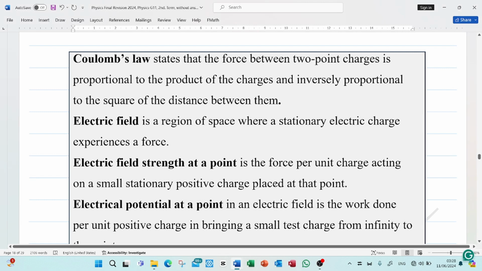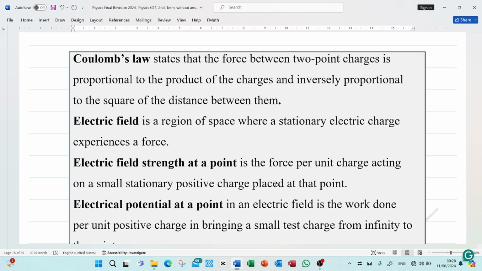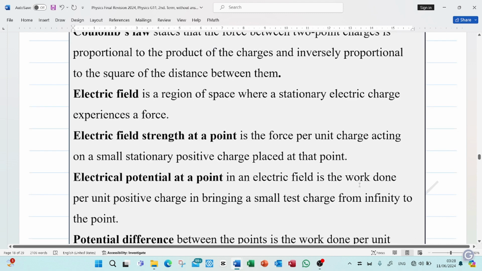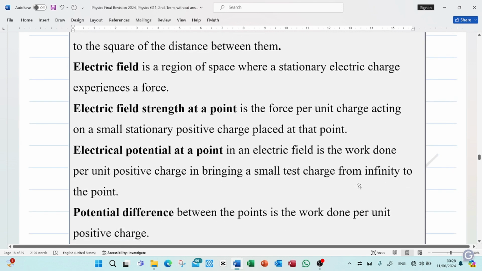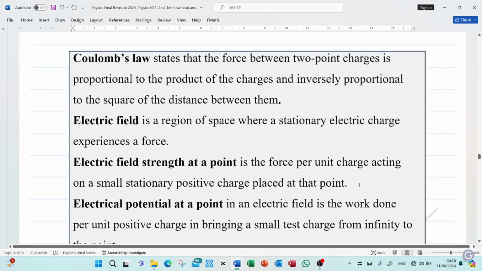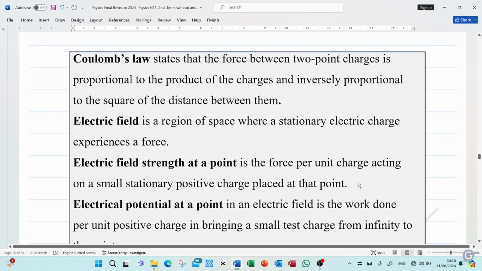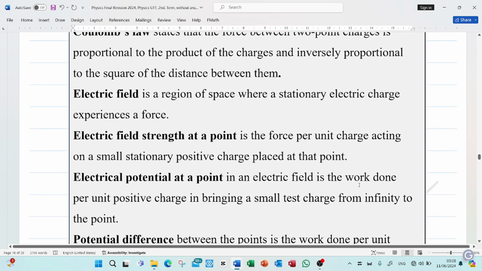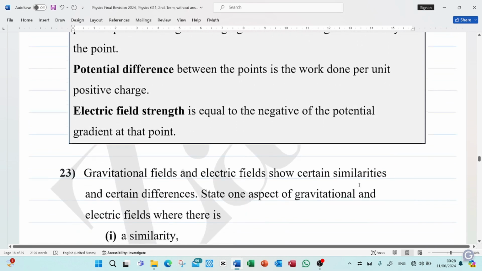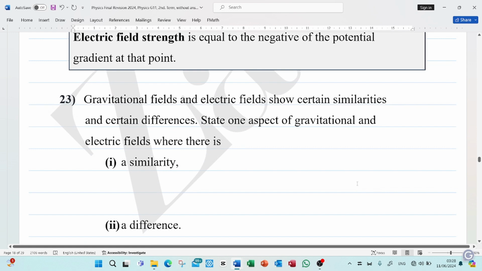Before we go to the extended question, we have to revise the definitions: Coulomb's law, electric field strength at a point, electric potential at a point, potential difference. Those are the very important definitions. Also, electric field strength. So remember that definition is in front of you. Yes. Now, okay, now question number 23.